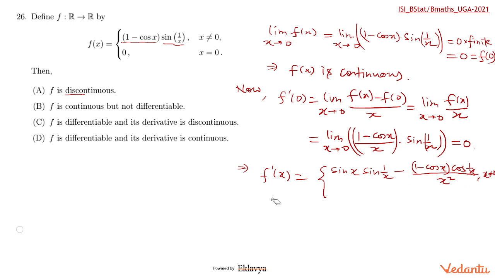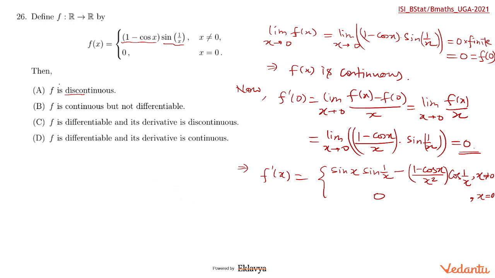Got it? इसको मैं दोबारा से लिख रहा हूँ, as little space was there. 1 minus cos x, you can put this x square at this part only, into cos 1 by x for x not equal to 0. And as f dash 0 was 0, so 0 when x equal to 0. Alright? ये लिख दिया हमने, f dash x का फॉर्मूला है.